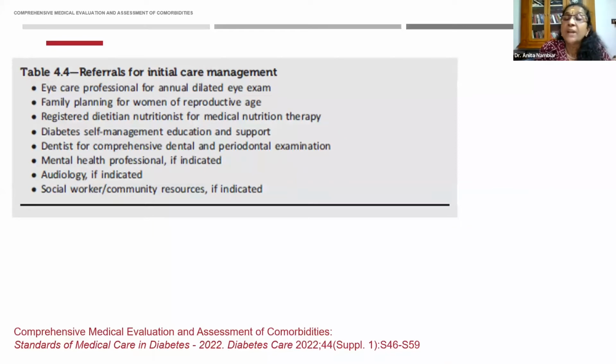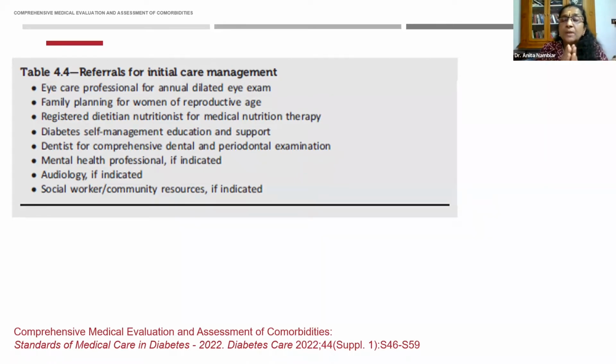Now, we have to refer for initial care management to an ophthalmologist for an annual dilated eye exam, family planning for women of reproductive age, a registered dietitian for medical nutritional therapy, diabetic self-management education and support, a dentist for comprehensive dental and periodontal examination, mental health if required, and audiology, and the help of social workers and community resources, if indicated.